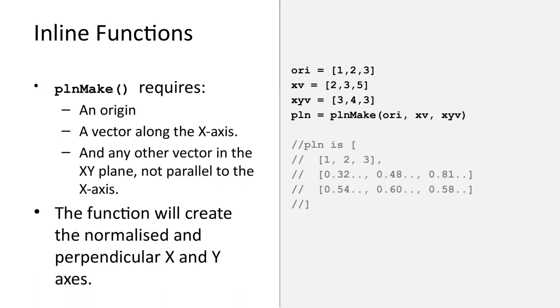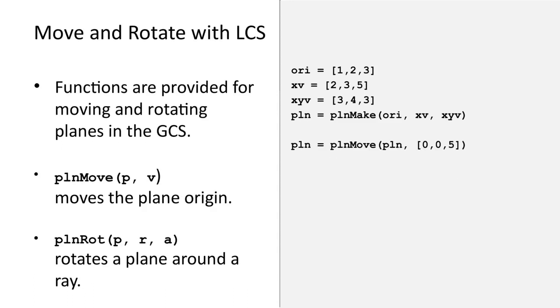The function will make sure that the vectors are orthogonal and normalize them so that they have a unit length. The first vector is assumed to be the x-axis. The second vector is assumed to be any other vector in the xy plane. The function will then calculate the y vector that is orthogonal to the x vector. The plane move function and the plane rotate function can be used to move and rotate planes.